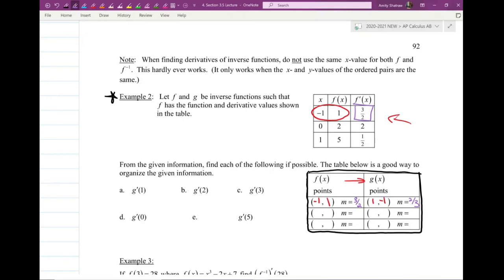Okay, so then what about this next point here, 0, 2? Okay, I can write down 0, 2, and then I could flip that and have 2, 0. And what is the slope for this guy? It's 2, so what should the slope of that guy be? It should be 1/2.